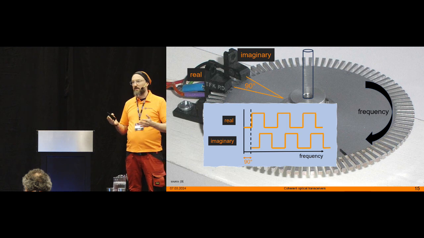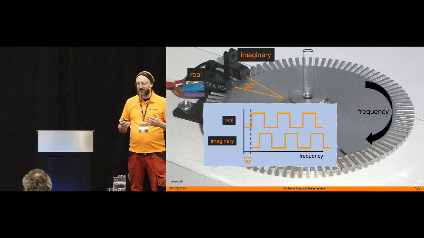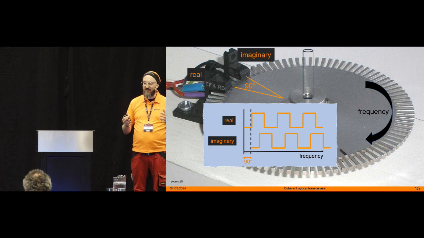And the same happens in a coherent transceiver as well. We can do a phase shift. For sure, there is not a wheel inside. But this is more an analog example to understand the real and the imaginary part.